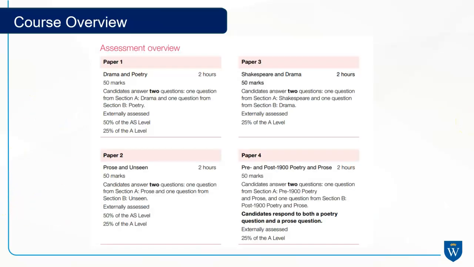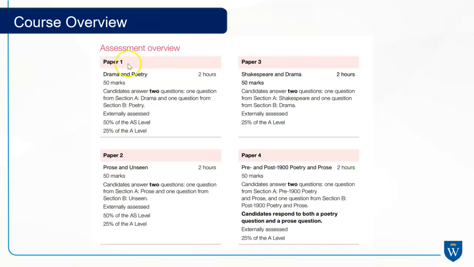So the course itself is split up into 4 components. We have 2 examinations, paper 1 and paper 2, which are sat at the end of year 12, and 2 examinations, paper 3 and paper 4, which are sat at the end of year 13. As you can see here, each of the exams are 2 hours long, are worth the exact same amount in terms of their percentage weighting and also in terms of the marks.